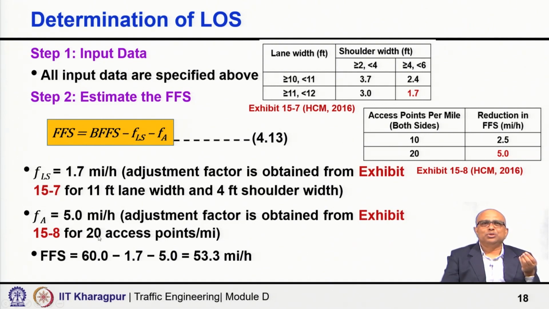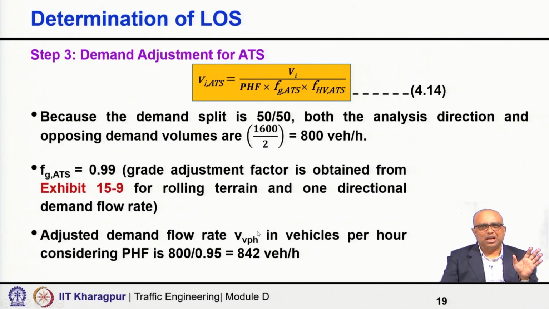Access point density, we know, is 20 access points per mile. So, again we go to Exhibit 15.8, and with 20 access points we know the reduction is 5 miles per hour. Once we have taken the values from Exhibits 7 and 8, we can calculate FFS equal to BFFS 60 minus 1.7 minus 5. So, you get it as 53.3 miles per hour. Step 2 is done.